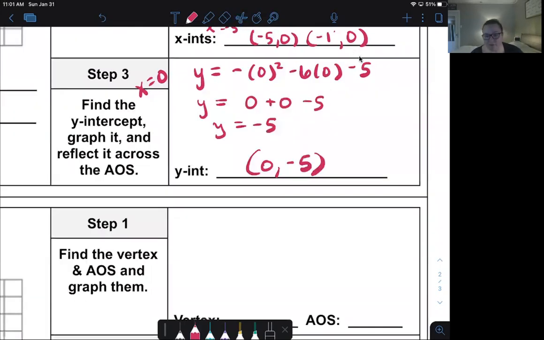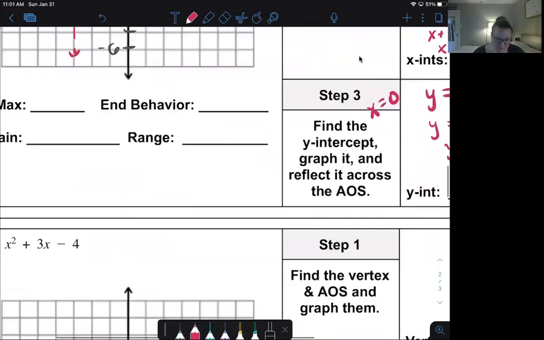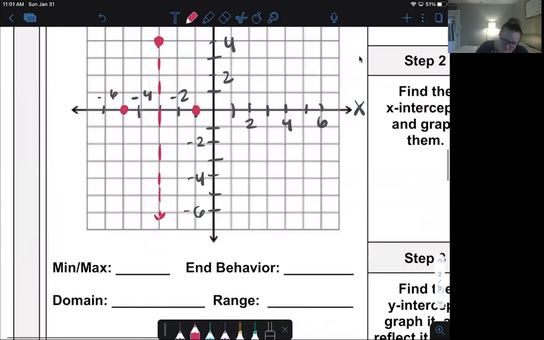All right, for my y-intercept, I found (0, -5). So when I plot that, I'm going to have a point at (0, -5). I see that this point is 3 units, 1, 2, 3 spaces, from our axis of symmetry. So I'm going to go 1, 2, 3 units in the opposite direction and reflect that point.